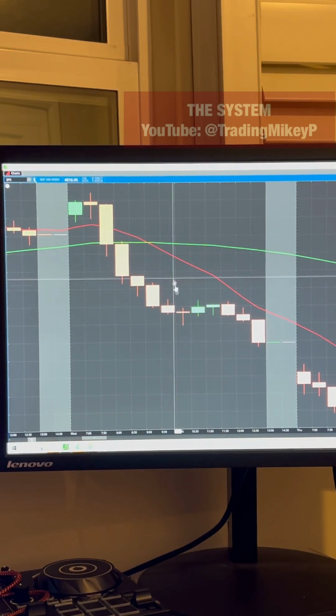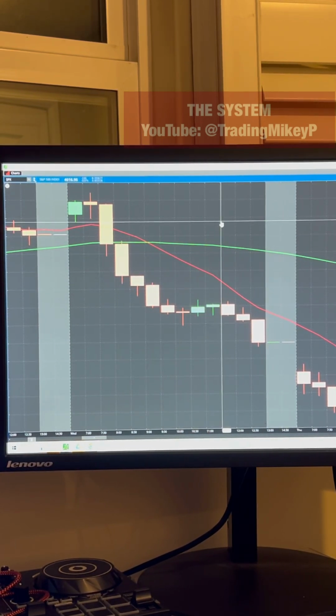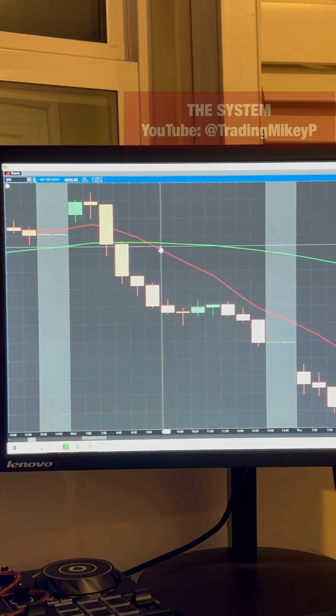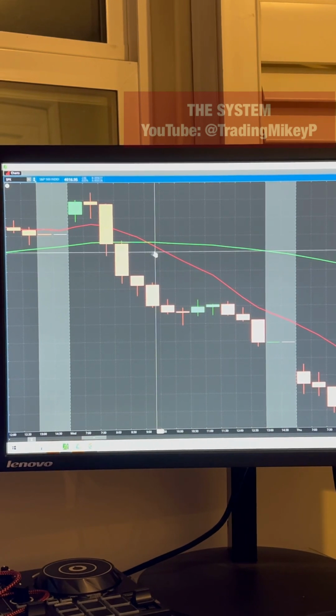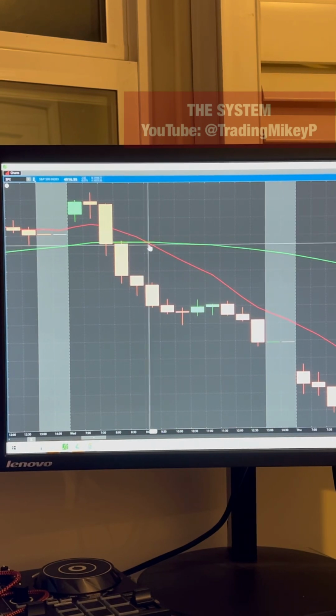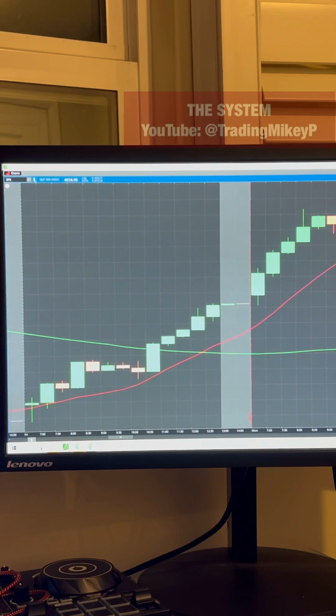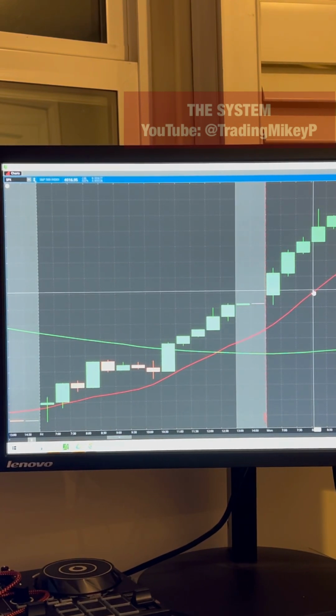So below the 50, bears are in control. Above the 50, bulls are in control. The 10 gives you confirmation, gives you the signal. The 10 is your signal. It signals what to do, what direction to go into. It goes below, you sell. It goes above, you buy. You buy calls. Okay?